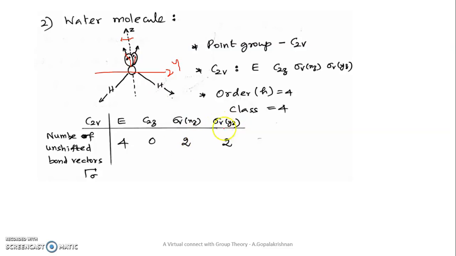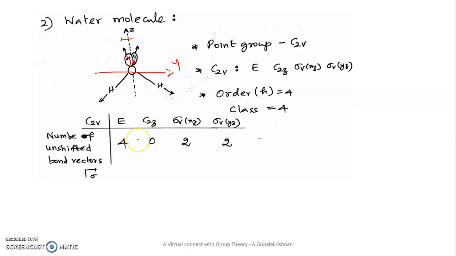Then sigma V YZ: the plane passes in between these 2 lone pairs and passes through these 2 bonds. Since it passes through these 2 bonds, if you do reflection, these 2 bonds remain as such, whereas these 2 bond vectors get shifted. They exchange their positions. So the number of unshifted bond vectors is again 2. Are you clear? Yes, this is the reducible representation for the water molecule.